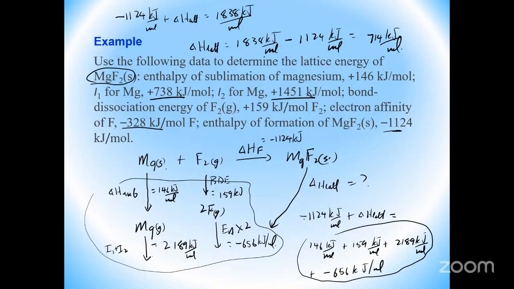So that would be the amount of energy needed to break up magnesium fluoride into its constituent ions. And let me just say that the lattice energy is always going to be positive, right? So if you do your calculations and you end up with a negative answer, then you must have done something wrong in your calculations. All right?